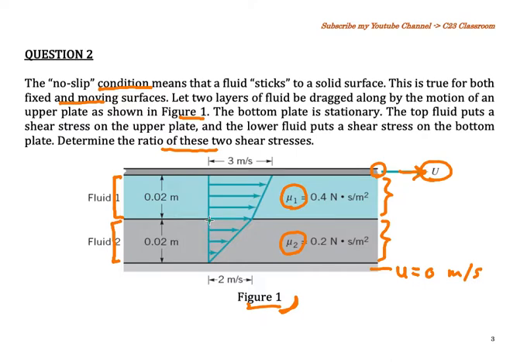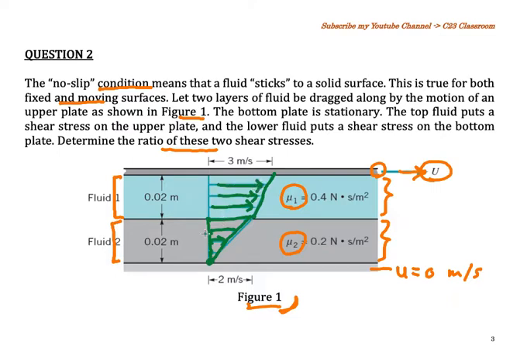For fluid number 1 here and fluid number 2 here, it has the no-slip condition at the bottom here, and then the velocity distribution will become like this. And then starting from here, there is another velocity distribution because fluid 1 occurs at this area.